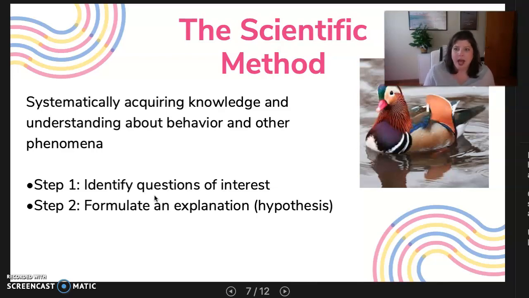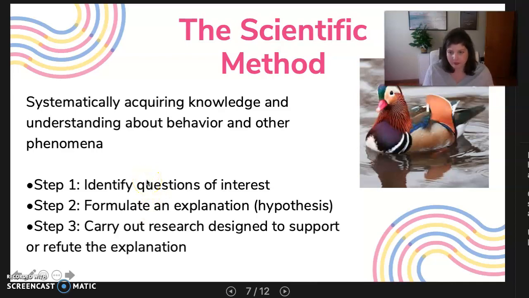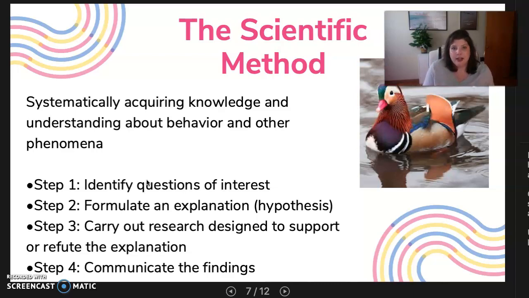But then the second step would be, how do you test that? And so you would have to come up with a question, or it can be a statement in some cases, that is testable. So how are you going to measure whether people are better if they have a pet? And then three, you would carry out that research. So once you identify your hypothesis and you figure out how you can test it, then you have to actually do the research to see what you find. And then four, you have to communicate those findings. So you have to put the science out there so other people can replicate it and see if it stands up when other experimenters do it.